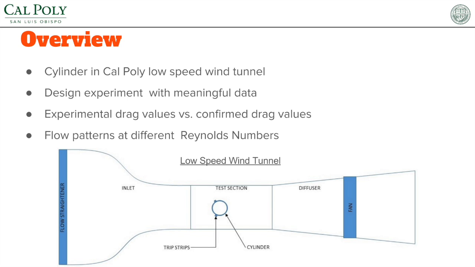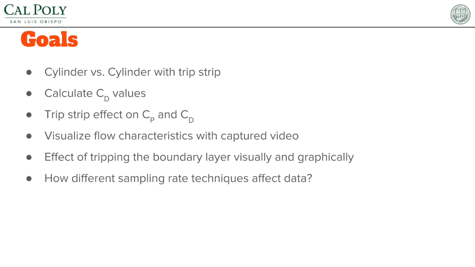The goal of our analysis was to begin to understand the differences of flow over a cylinder both with and without a trip strip, calculate the coefficient of drag values for different scenarios, graph the effect a trip strip has on the coefficients of drag and pressure, visualize the characteristics of the created graphs by analyzing the FlowViz videos we recorded during testing, and finally compare how different sampling rate techniques affect the data.